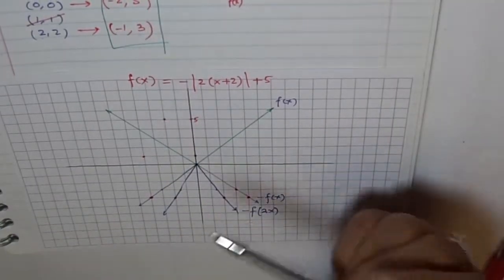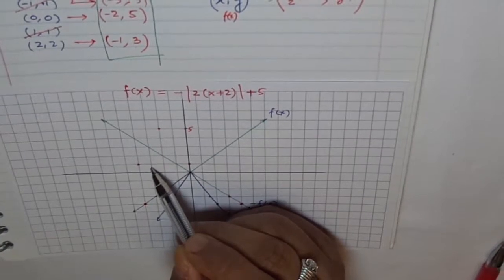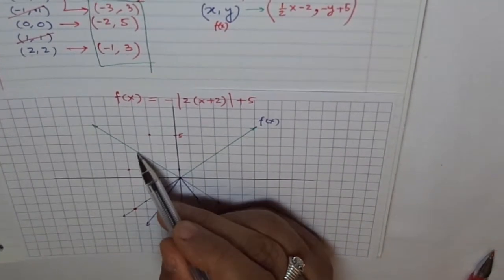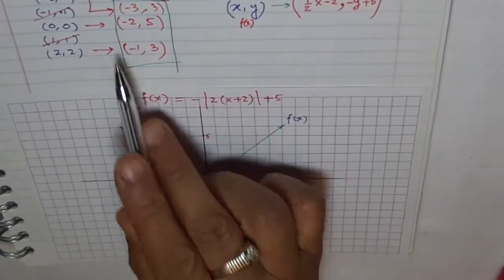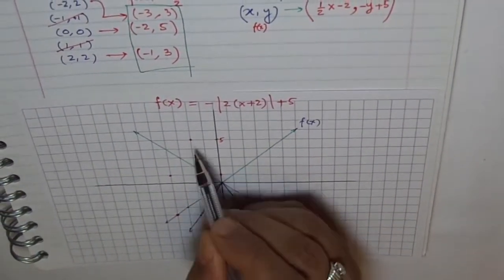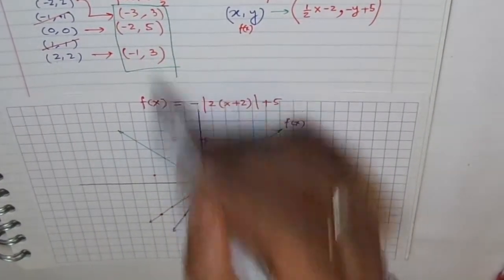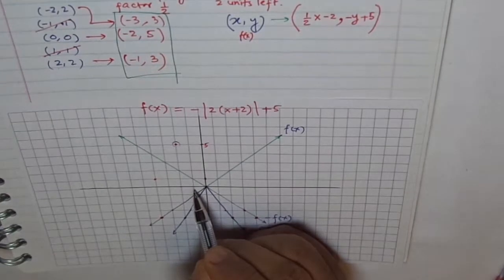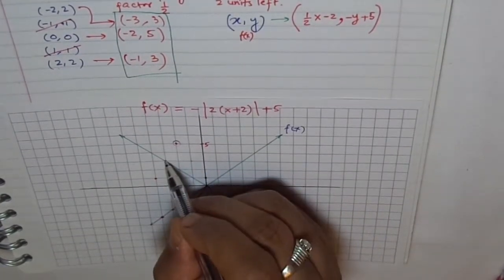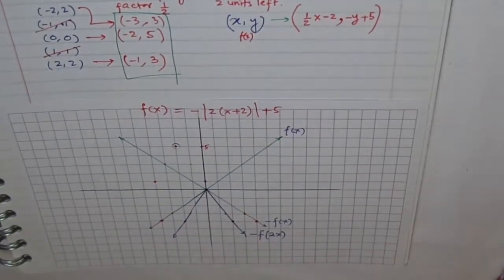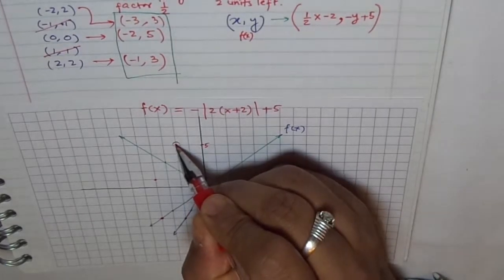Minus 3 and 3. So go 1, 2, 3, 1, 2, 3. I think it falls. That seems to be okay. Vertex is the best point to check. Minus 2 and 5. Minus 2 and 5. It works. Is that okay? Minus 1 and 3. So minus 1 and 3. 1, 2, 3. So these are our points which we got from that equation. And they seem to fall in our line. So we are perfectly fine.